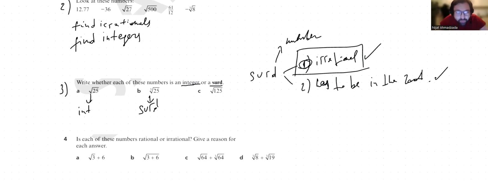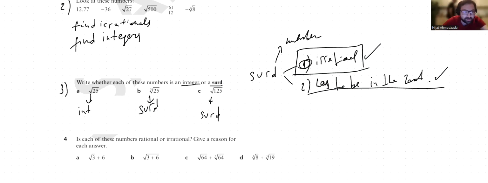Anyways, square root of 125. There is no number whose square is 125. So that means square root of 125 is irrational. Is it in the root? Exactly, it is square root of 125. So it is in the root and it is irrational, then it is a surd.